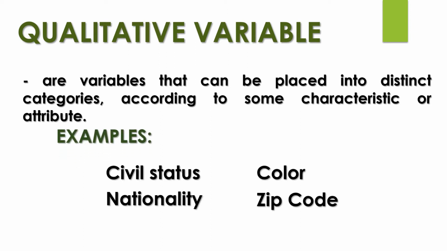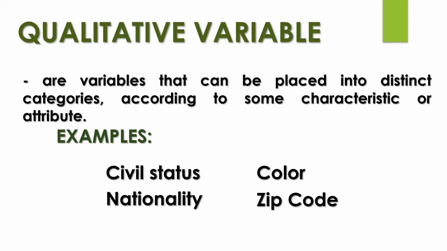An example is civil status. Under civil status, the attributes or characteristics are single, married, widow, divorced, something like that. In nationality, the Filipinos, Americans, Koreans, Japanese, Swiss. Those are examples of nationality. About color, we have white, black, red, maroon, yellow, orange, green, blue, violet. There are a lot of colors. And even the zip code. Here in Mindoro, the zip code starts with the number 5, unlike in Bulacan, which starts with number 3.